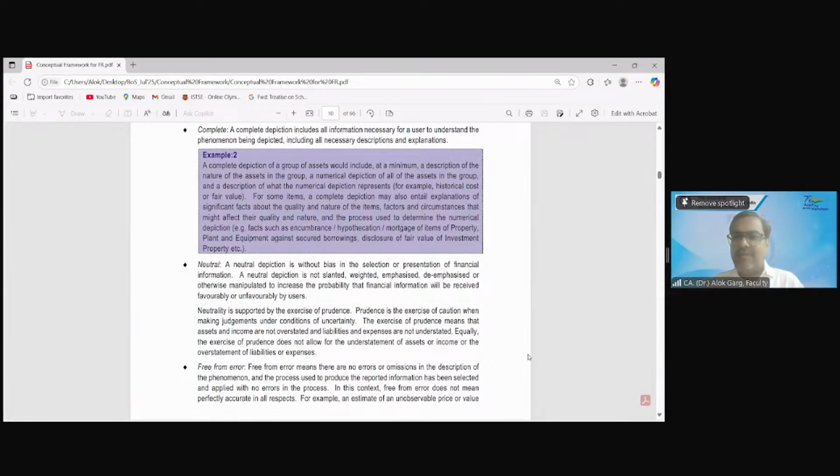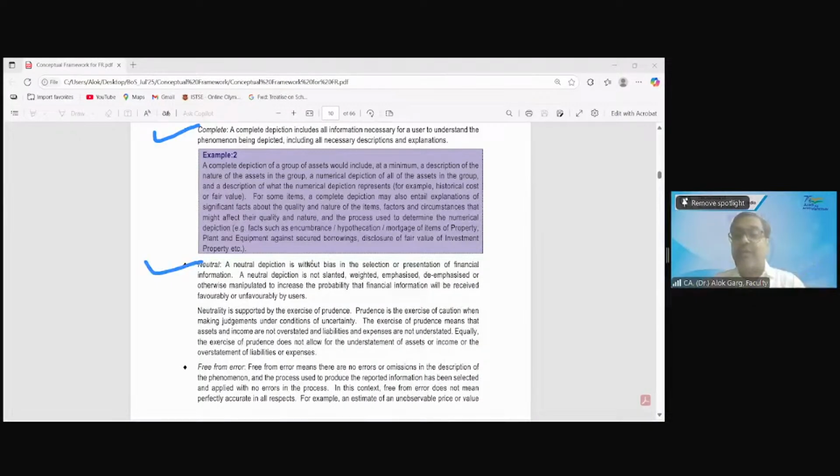Yes, sir. So we talked about these fundamental characteristics. We talked about relevance. For making an information relevant, it has to be material. It can provide predictive value. It can provide confirmatory value. Then the information should represent faithful representation, right? For presenting a faithful representation, the information should be complete. The information should be neutral, means unbiased. The information should be unbiased.